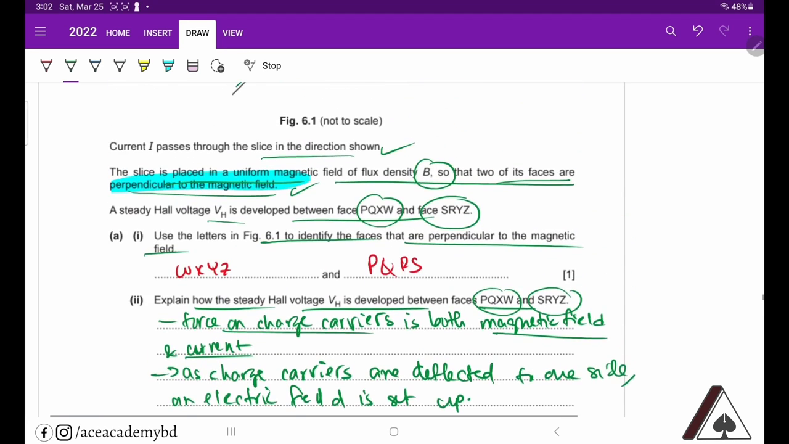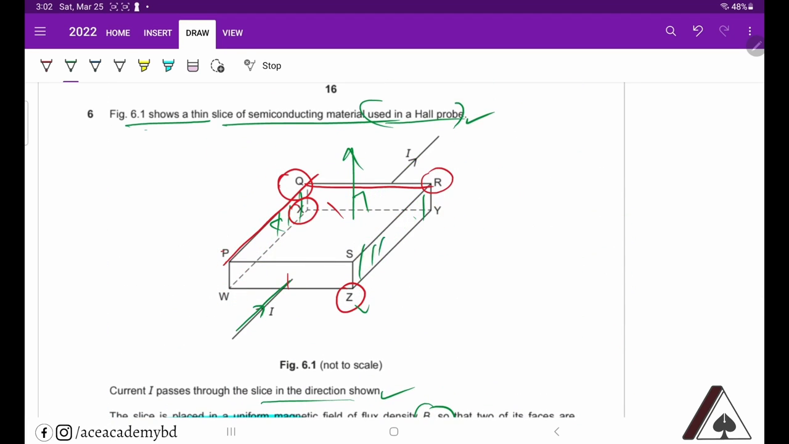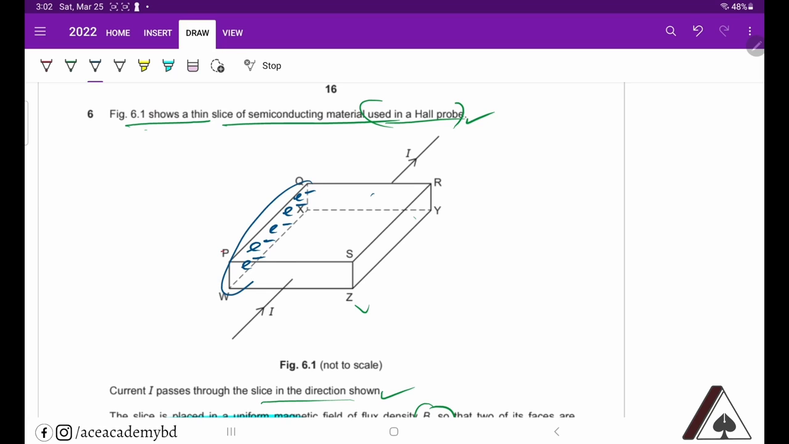So basically what happens over here is that, for example, okay, let me remove all these things. For example, if the charge carriers are electrons, the electrons move to one side because the direction of the thumb points to where the electrons are going. Okay, for example, the electrons move on to this side.